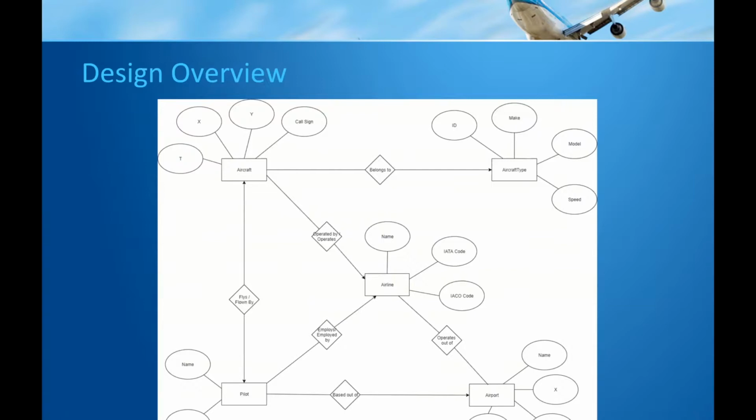Pilots have a one-to-one relationship with the aircraft, at least in our database. We're just considering individual flights. We're not considering pilots outside of the flights. Pilots are also employed on a many-to-one relationship with their particular airline, as are the aircraft operated by one particular airline. And the airline to airport relationship is a many-to-many, as many airlines can operate out of many airports.